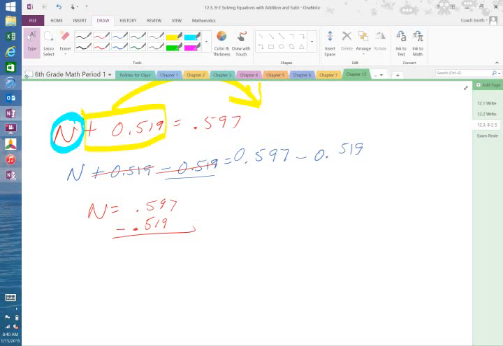Now we just subtract it. Can't take 7 minus 9, so I have to borrow from the 9, make it an 8, make that 17. 17 minus 9 would be 8. 8 minus 1 would be 7. 5 minus 5 is 0, and I must keep that 0 because it is behind the decimal. Okay, remember, we just bring the decimal down into our answer. So n is equal to 0.078.